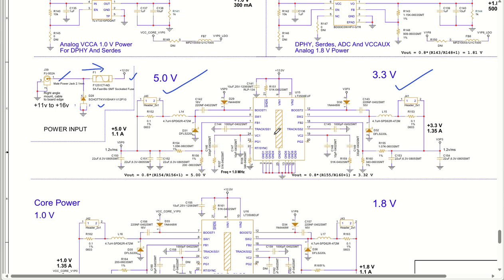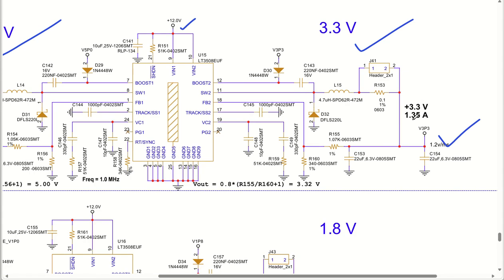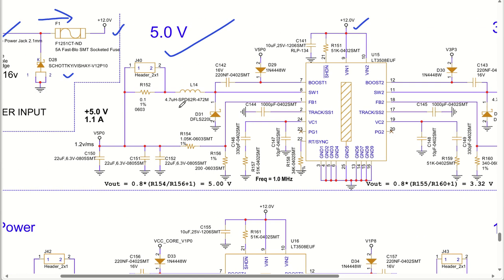Okay, so you can see we have the 12 volt input here, and the output that has been developed is at this point. You can see the output is 3.3 volt, 1.35 ampere rating, and they have been nicely designed through this particular voltage divider resistor, which will set the output voltage through this feedback pin. Okay, so FB2 is going to set the output to 3.3 volt. Similar to that, we have the 5 volt output here at this location. So you can see this FB1 is going to set the output to 5 volt using R154 and R156.